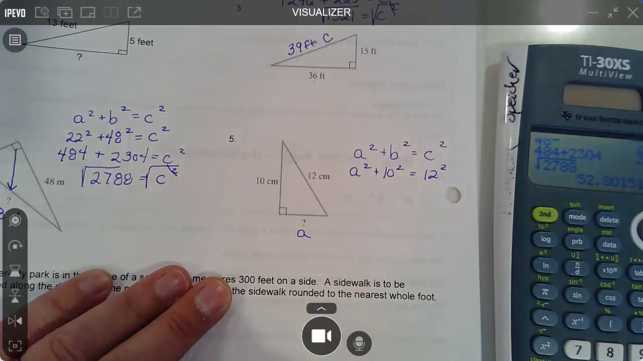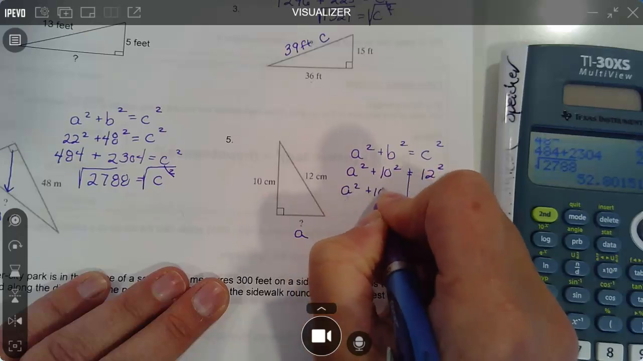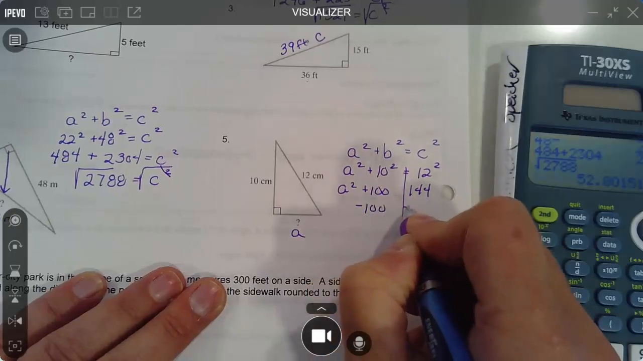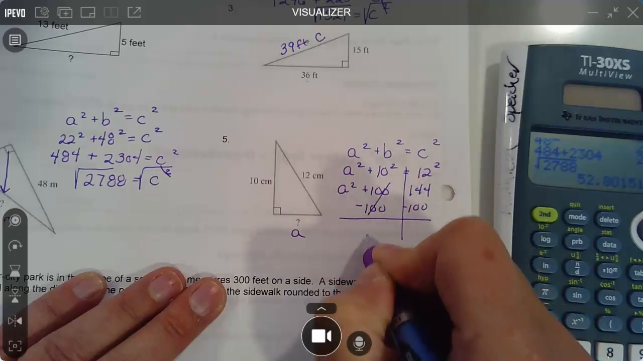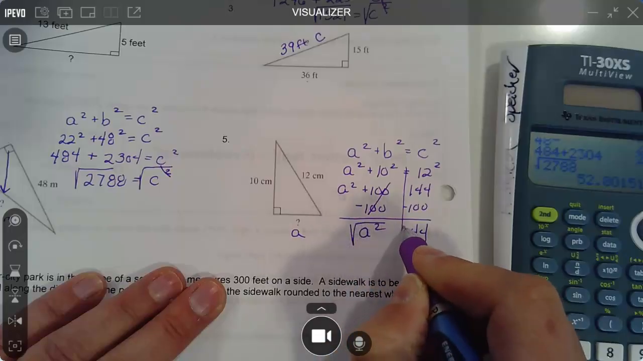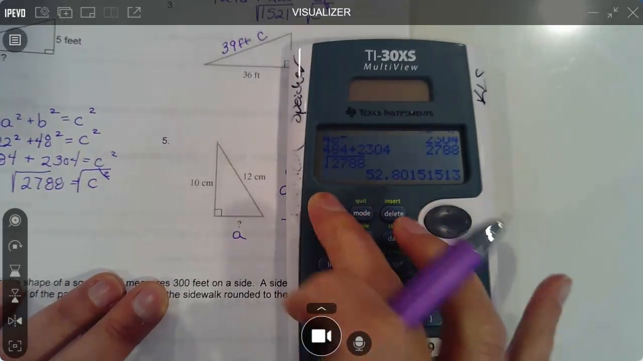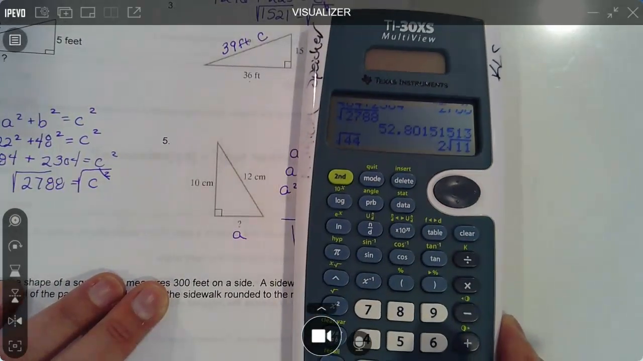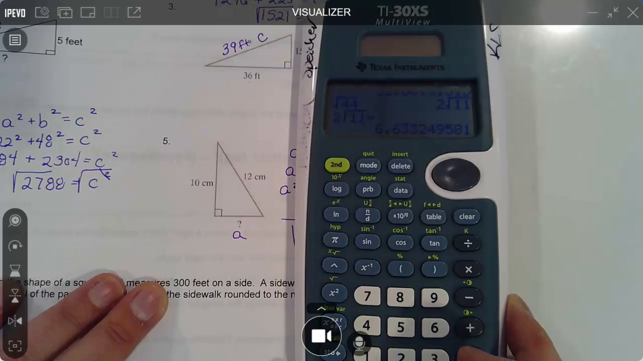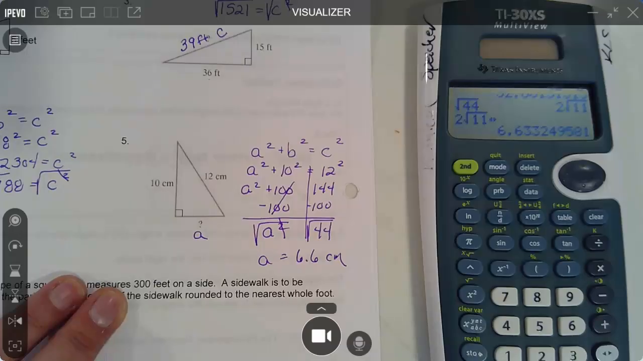And this is equal to 12 squared. So we have a little equation we have to solve. So a squared plus 100 equals 144. We'll have to subtract 100 before we can look at the square root symbol. And to undo a square, we take the square root. We're only looking at the positive principal root. All right, if they ask you to round it, you're going to have to hit the change key. So it looks like 6.6. Right, if they ask you to round to the nearest tenth, so 6.6 centimeters.